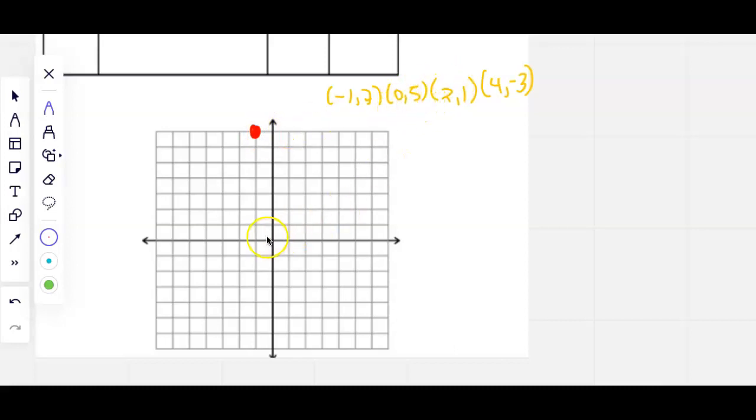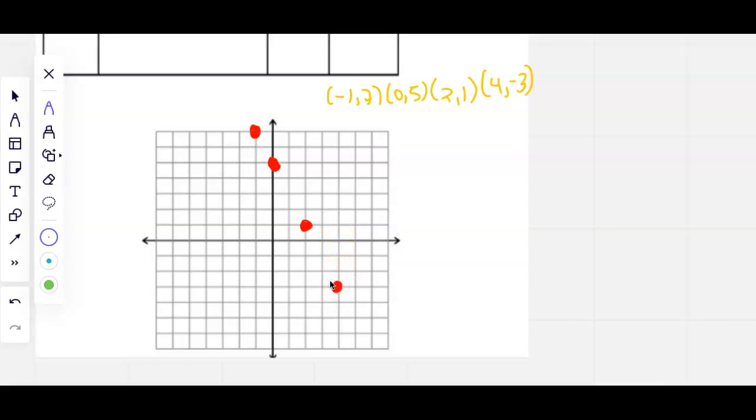All right, the next one is 0, 5. So x is 0, so that's the origin. Then y is 5, which means it sends me up 5. 1, 2, 3, 4, 5. Our next one is 2, 1. So that sends me right 2, up 1. And 4, negative 3. So 4 sends me right 4. 1, 2, 3, 4. And then down negative 3. 1, 2, 3. There we go.